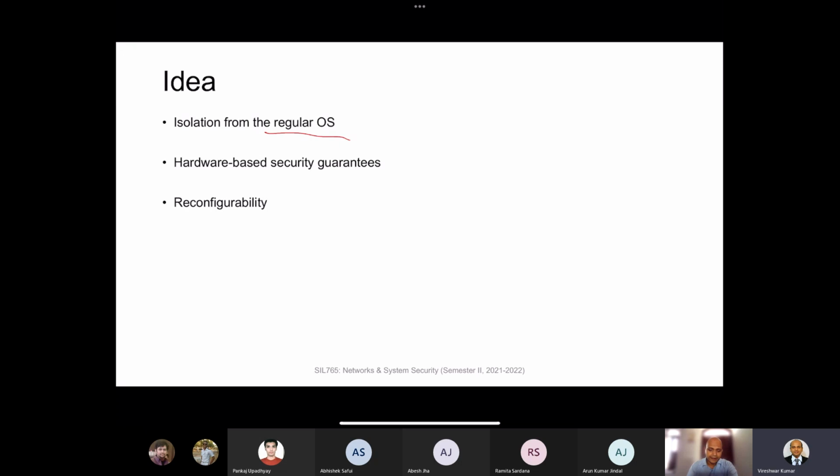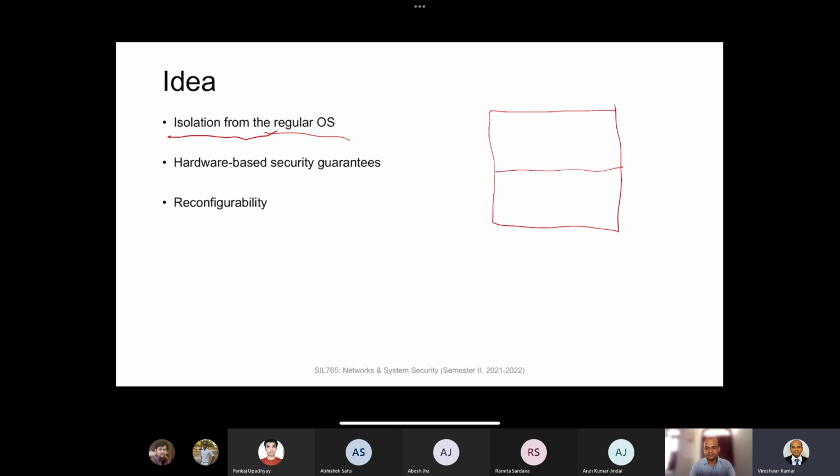Okay, so people have been looking into a variety of things on how to manage this scenario. And one very neat idea is to have some sort of isolation from the regular OS, which means that you have this two-layered architecture. Okay, so let me just draw this.